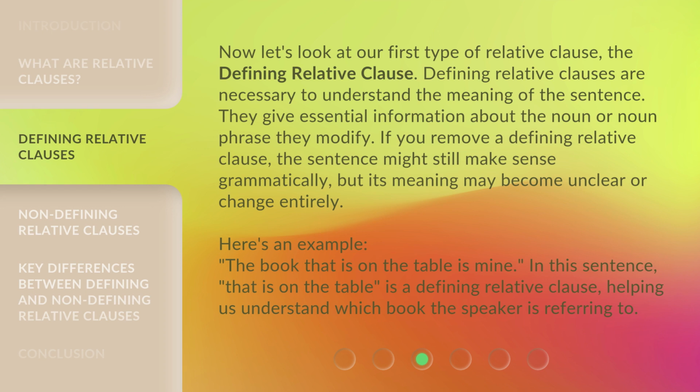The book that is on the table is mine. In this sentence, that is on the table is a defining relative clause, helping us understand which book the speaker is referring to.